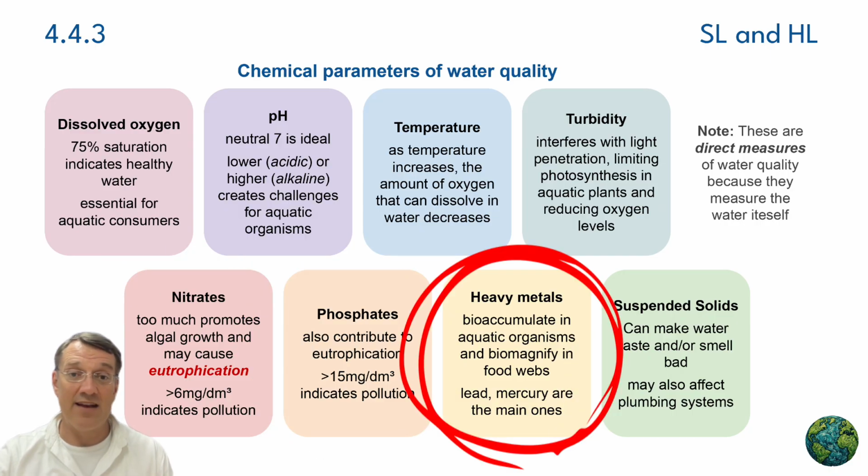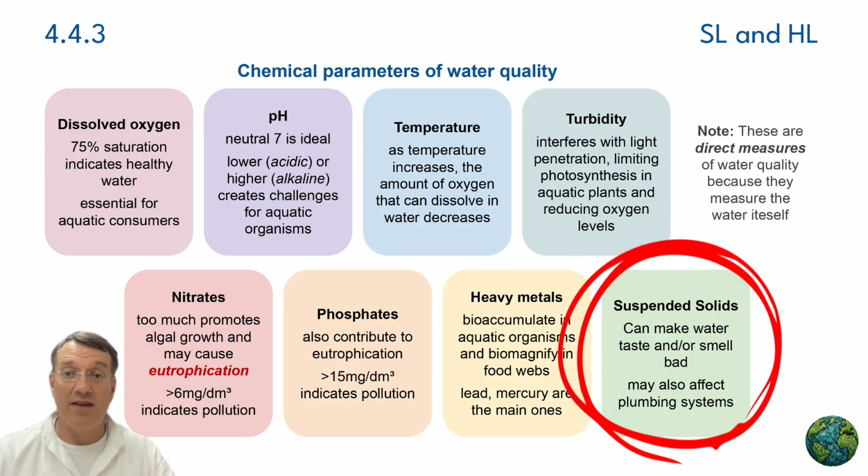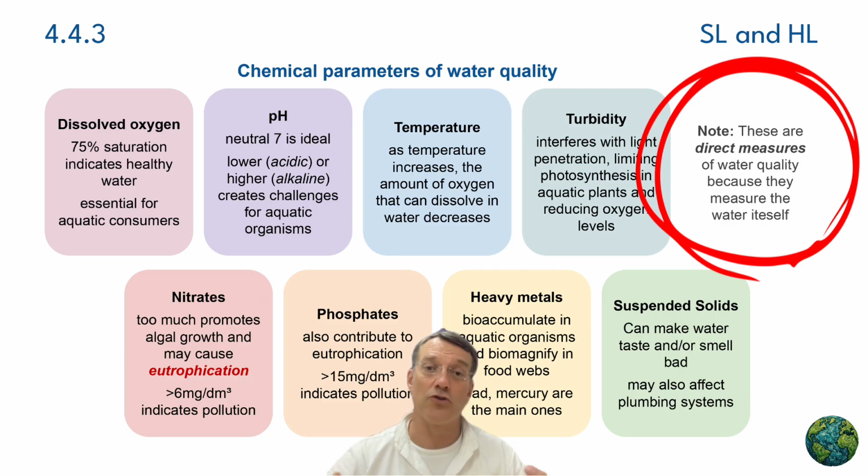Heavy metals like lead and mercury bioaccumulate in organisms and biomagnify in food webs. That means that they become more concentrated at each trophic level. Top predators end up with dangerous concentrations of these heavy metals. Finally, suspended solids are particles that float in water, and they can make it taste or smell bad, and they can damage plumbing systems. All of these are direct measures of water pollution. We're actually testing the water itself.